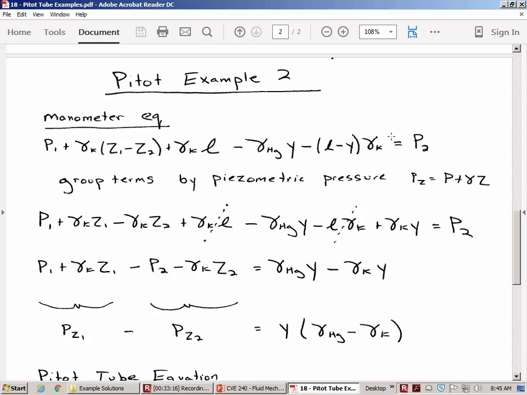But what I've done in the second line is I've expanded all of the terms out. So gamma times z, gamma times z. I expanded everything out so that I can cancel these two redundant terms. And then also it makes it easier to see the grouping by piezometric pressure. So I rearrange it so that I've got pressure at 1 plus gamma of the kerosene times Z1, because that I'm going to call P sub Z1. And then I rearrange it so that I have these terms together, the P2 plus gamma Z2. So that's my piezometric pressure at 2.